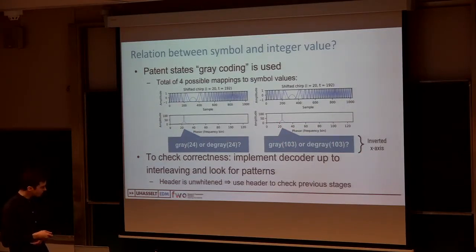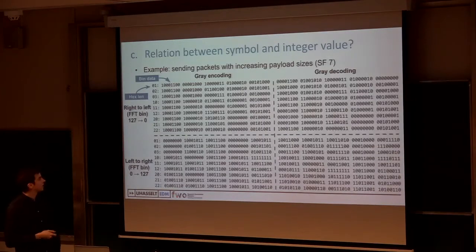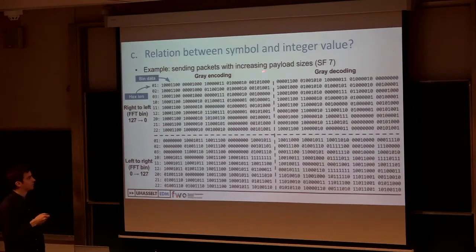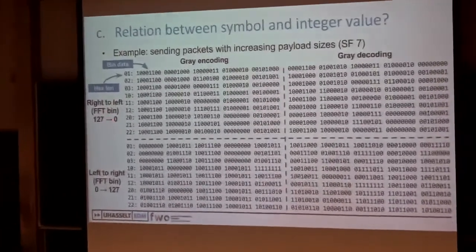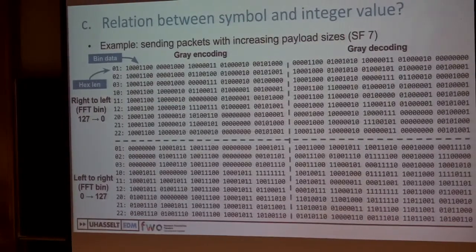To check for correctness, what we can do is implement the decoder up to the interleaving stage and then start looking for patterns. If there is some pattern that doesn't match up with other payloads, then you know that there is something wrong with your assumption. So let's take a look at an example. In the top left quadrant, I have printed out all header symbols when using right-to-left indexing, so 127 to 0, and using gray encoding to get the value of the symbol.